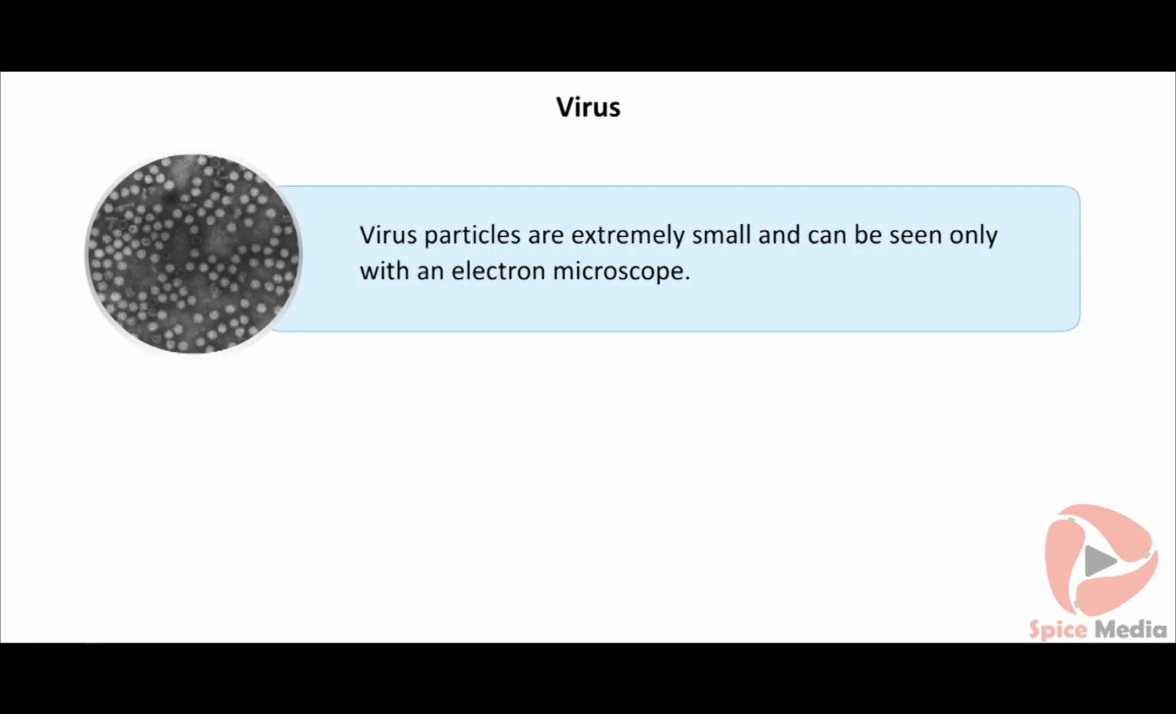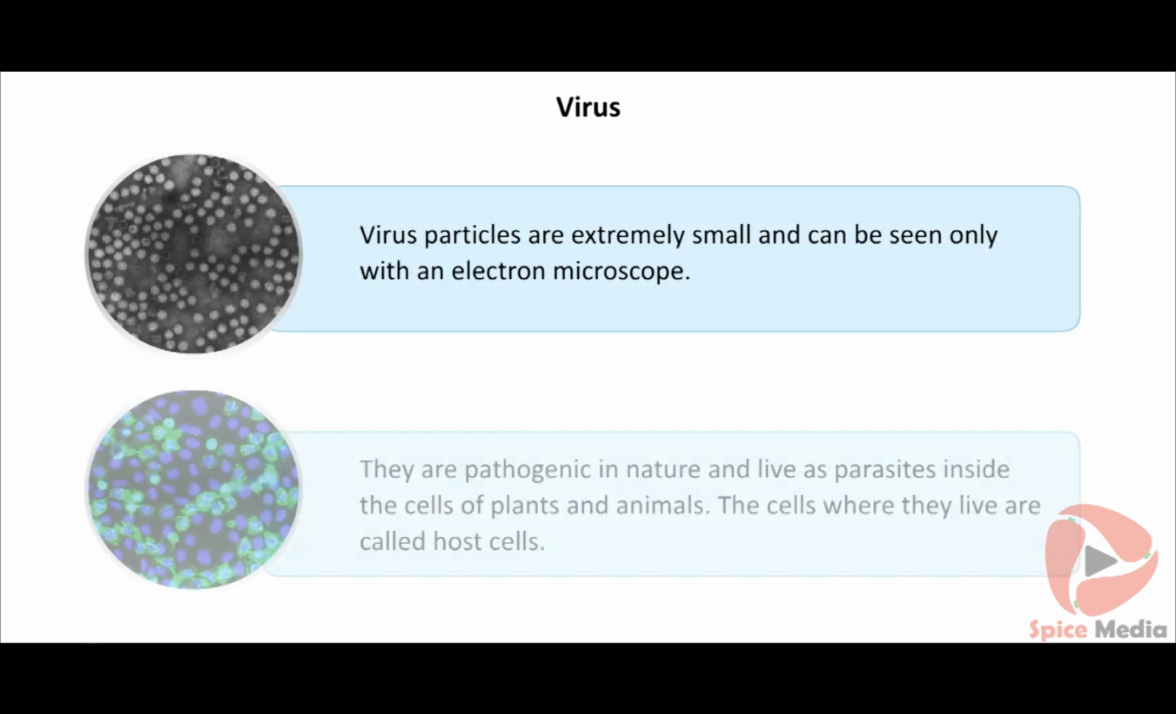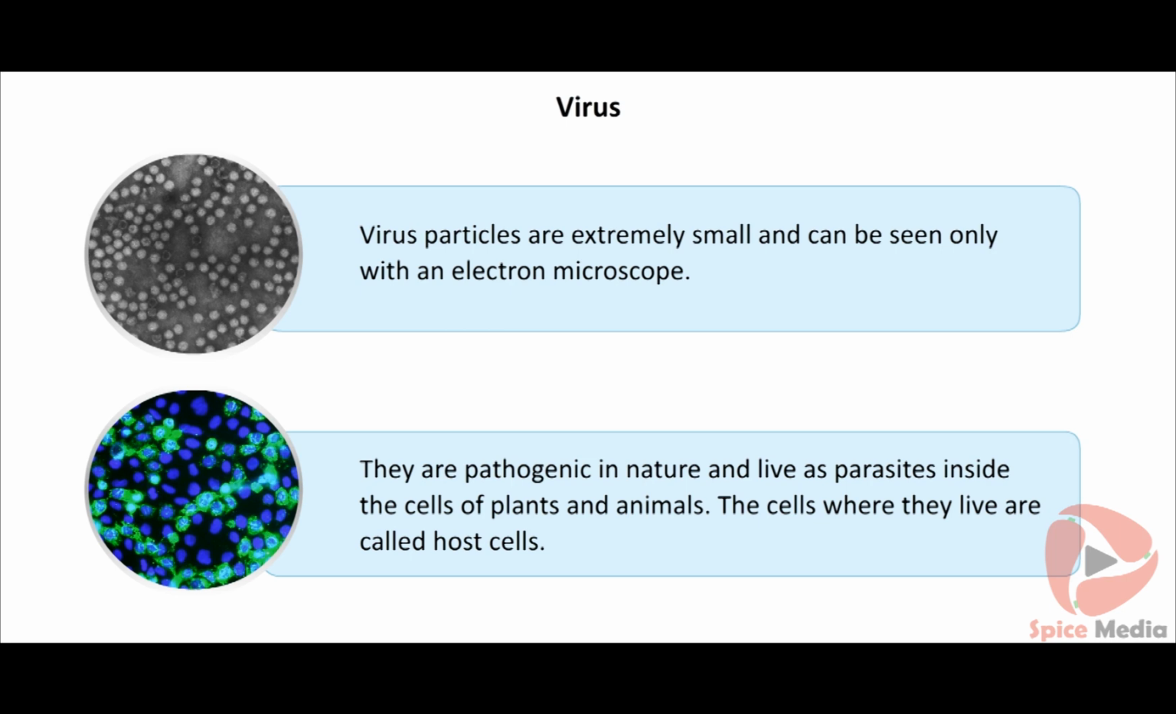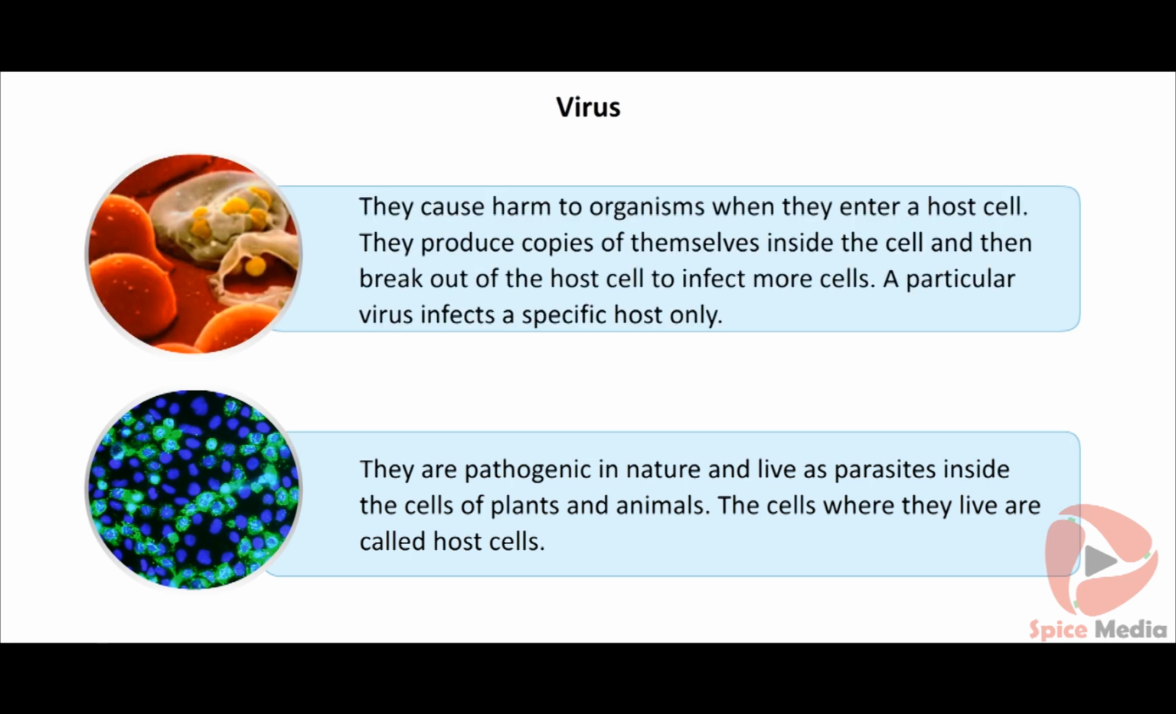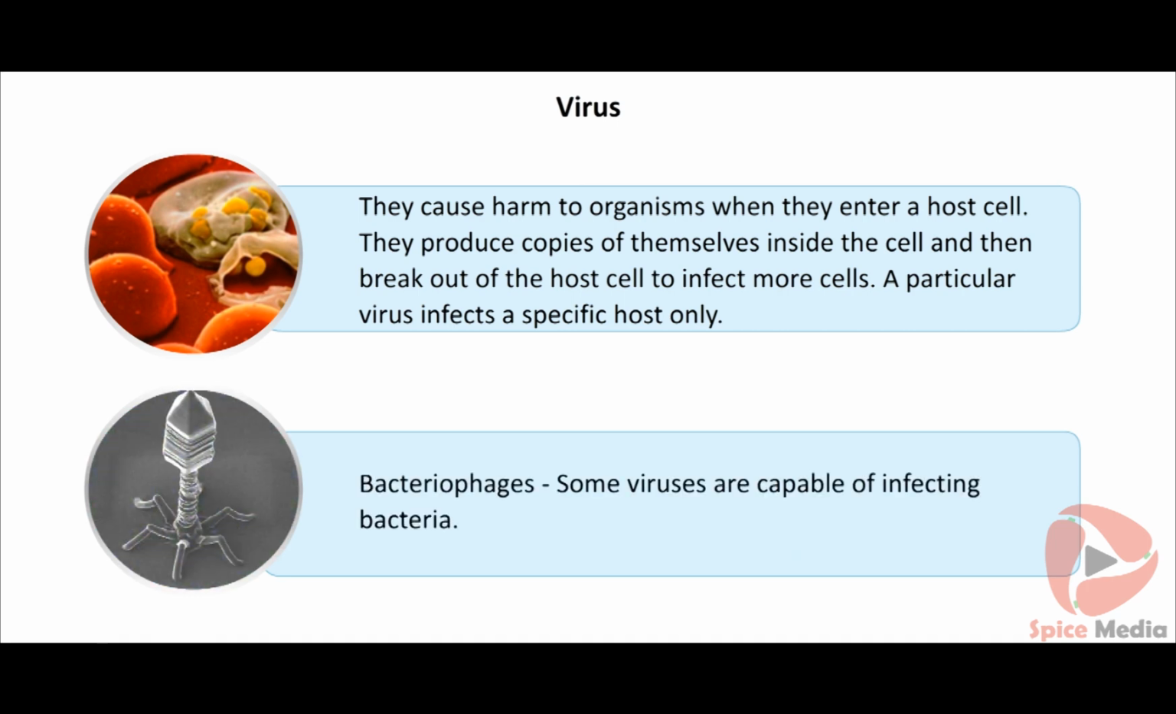Virus. Virus particles are extremely small and can be seen only with an electron microscope. They are pathogenic in nature. They live as parasites inside the cells of plants and animals. They cannot remain alive without host cells. They cause harm to organisms when they enter a host cell.